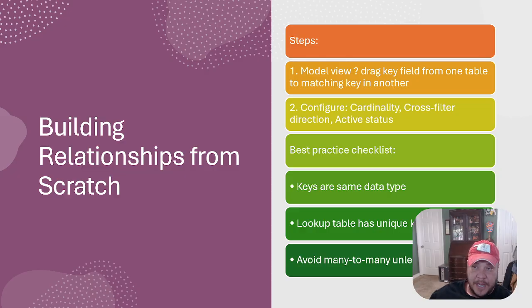Now, we can do this all manually. That is where you take full control. You can drag a key from one table to the matching key of another table. Then you can set the cardinality, you can set the cross-filter direction, you can set the active status. Now, for the best practice, your keys need to match in data type. The lookup table key is unique. Avoid a many-to-many unless you can justify it, and keep cross-filter direction single unless you have a clear reason otherwise. This is how you build models that don't collapse later as they grow.